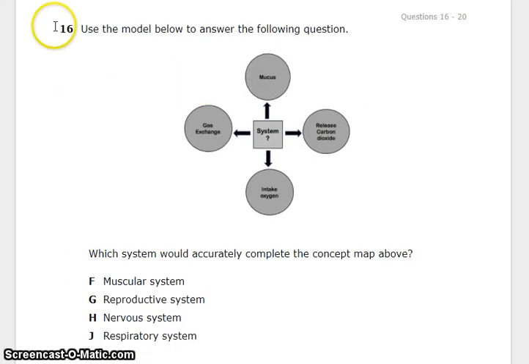Number 16. Use the model below to answer the following question. You have a system, mucus, gas exchange, intake oxygen, release carbon dioxide. Which system would accurately complete the concept map above? F, muscular system. G, reproductive system. H, nervous system. J, respiratory system.